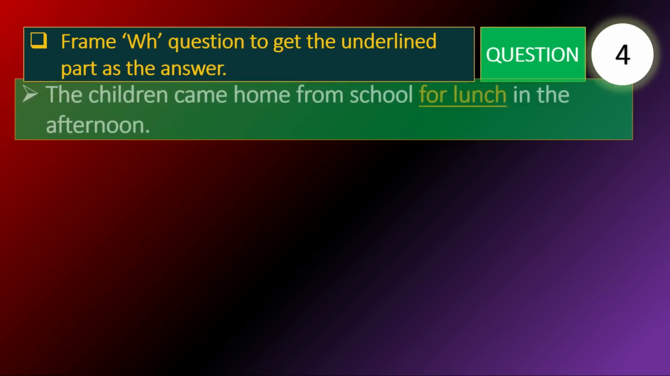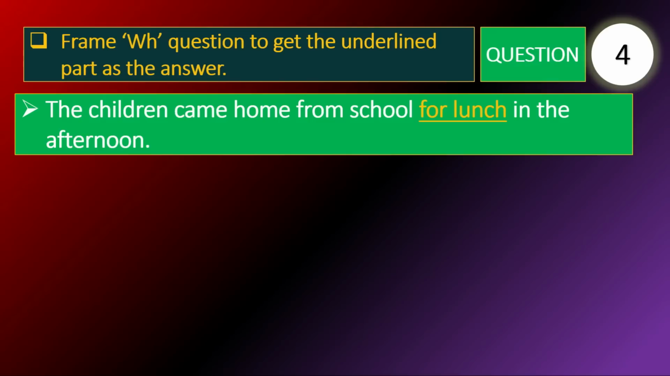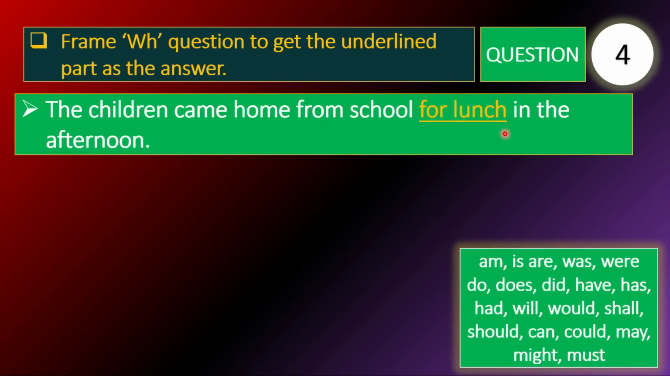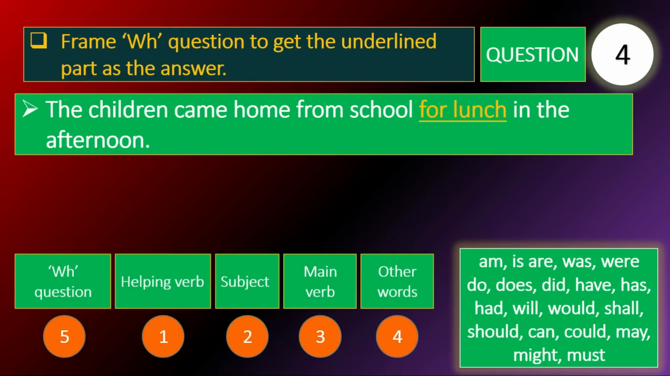Now let's look at question 4. The children came home from school for lunch in the afternoon. Here the target phrase is for lunch. This clearly indicates that there is some purpose why the children came home from school in the afternoon. So when we talk about purpose, reason or explanation, we should use why.